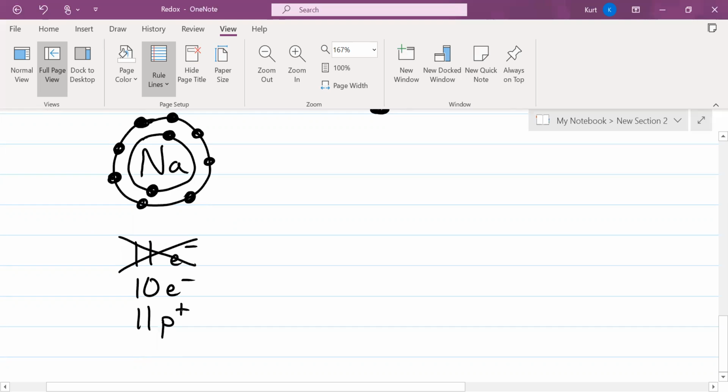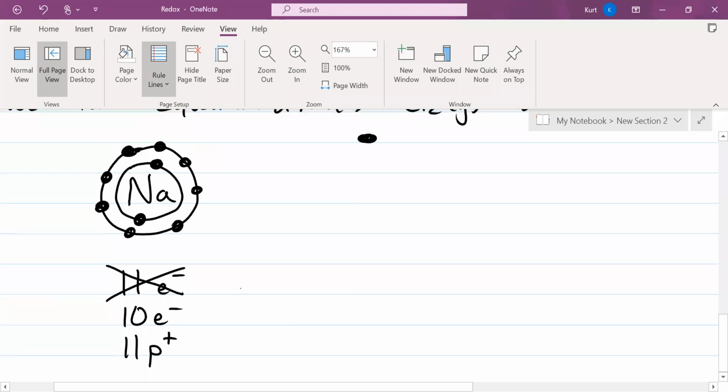By how much? From here on out, I don't want you guys to just say positive or negative. I need you to say +1 or -3 or +2. There's one more proton than there is electron. That means it's positive by 1. So this is now a sodium ion. It is a +1 charge.